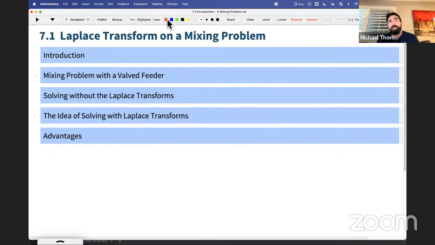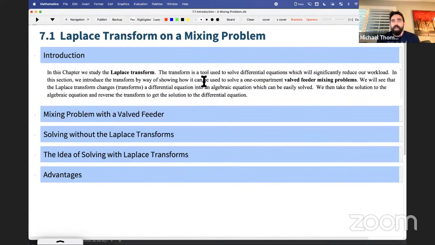And we're going to run through and actually use the transform. You're going to really have no idea what's happening, but it's going to be quick and painless. And then we'll get to an answer and you'll notice it's the same answer that you get without using the transform. So we're going to solve a valve feeder mixing problem.